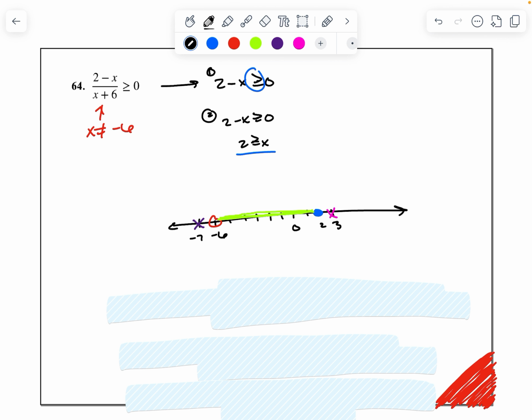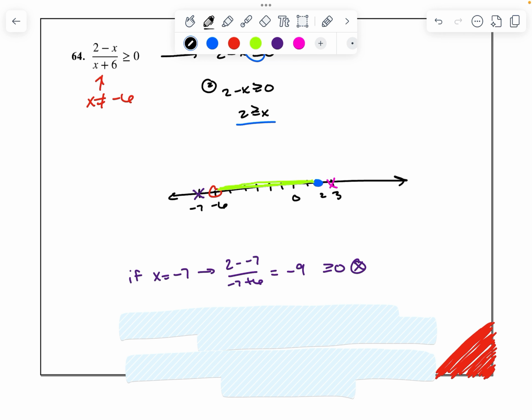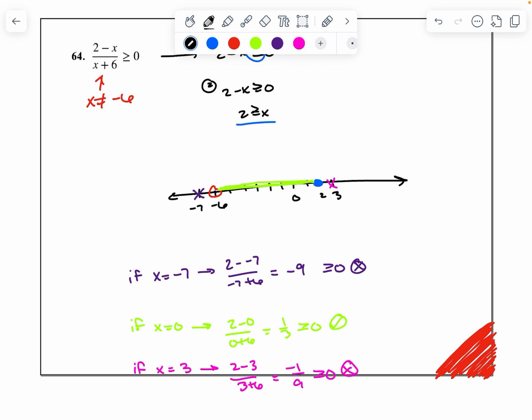And what I did actually was I went through and just checked intervals. I just checked numbers in between to see what worked. Here's where I'm checking negative 7. Negative 7 did not work. Here's where I'm checking 0. 0 did work. And here's where I'm checking 3. 3 did not work. And so our interval notation is everything from negative 6 to 2, including the 2.